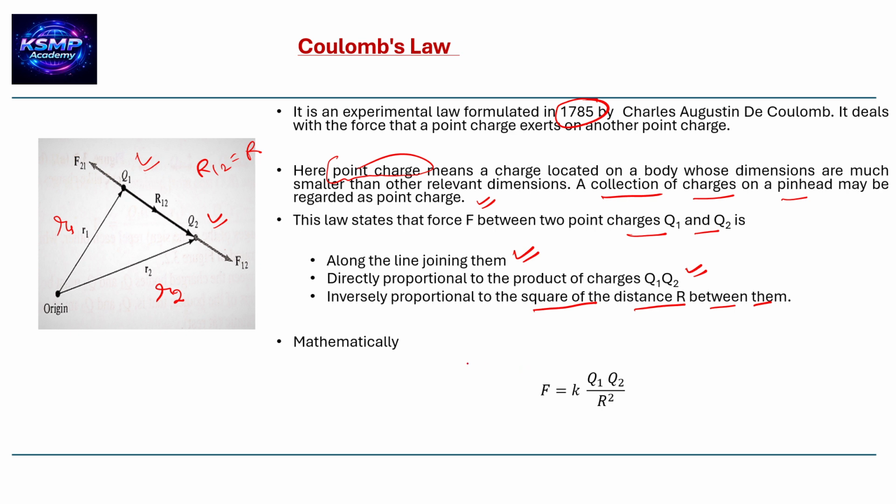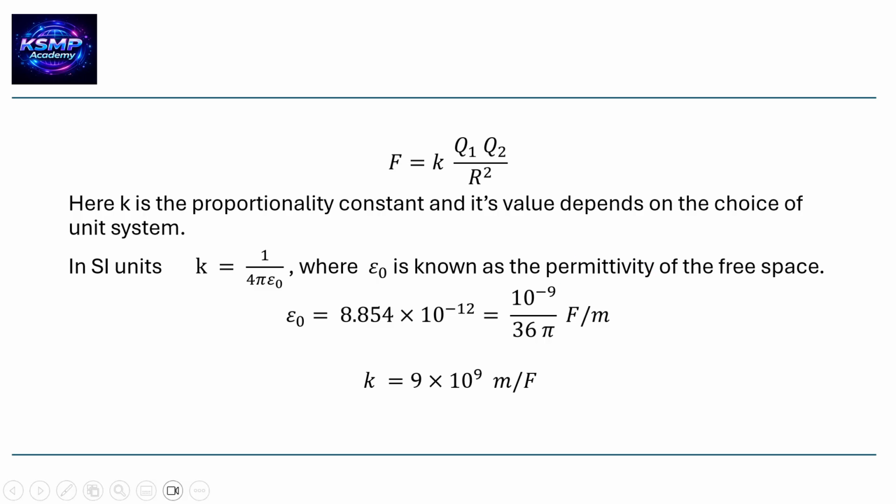Mathematically, we can express that the force is directly proportional to Q1 Q2 upon r square, or force is equal to k Q1 Q2 upon r square, where k is a constant of proportionality. So F is k Q1 Q2 upon r square.